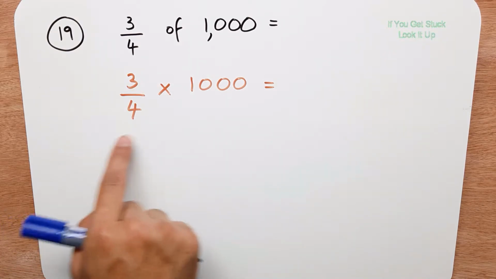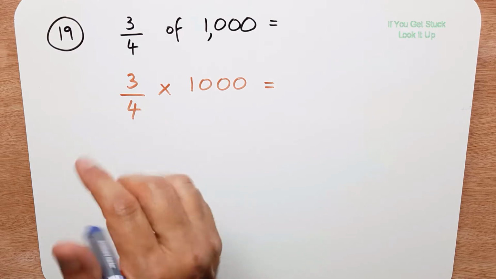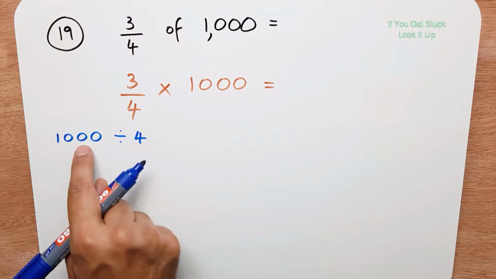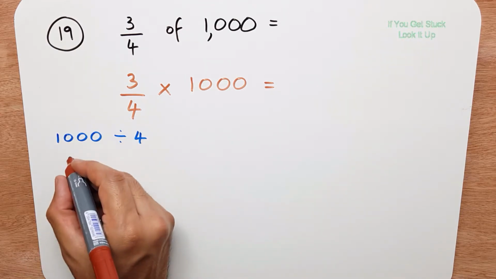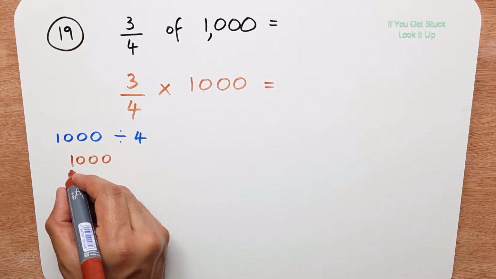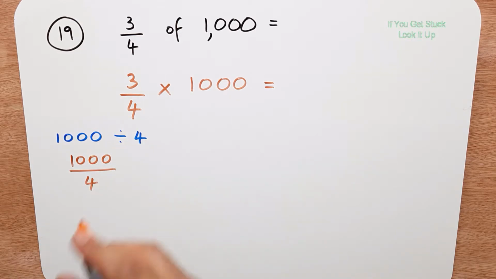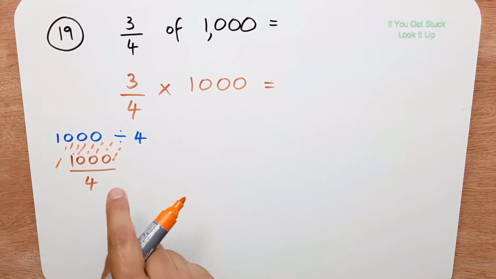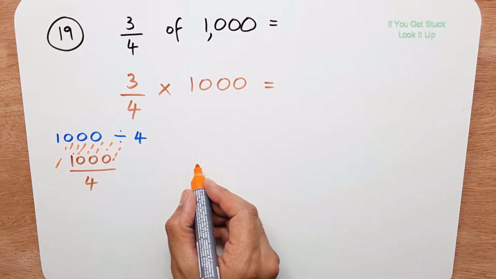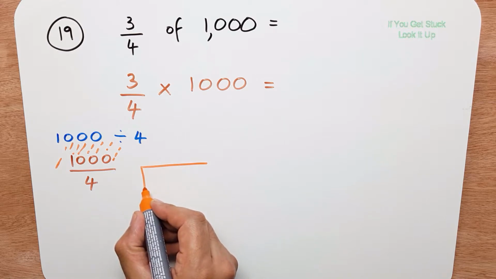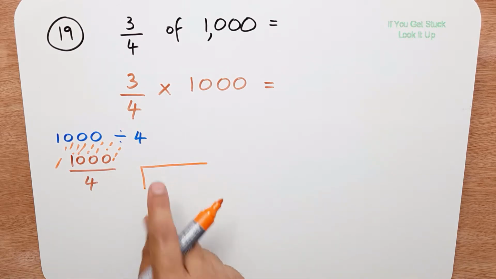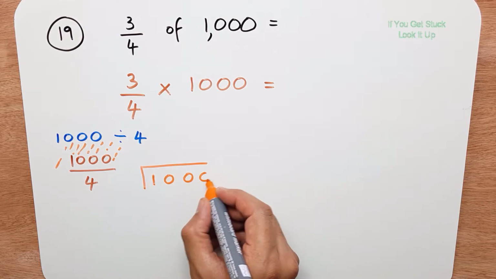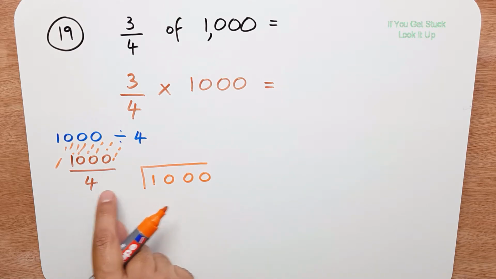You take the number, divide it by the bottom, multiply it by the top. So we'll try that here. We need to do 1000 divided by 4. I can use the bus shelter, so it's raining oranges. I need to build a bus shelter for the 1000, and the 1000 has to go inside so it can stay dry. 1, 0, 0, 0. And then the 4 has to go outside.